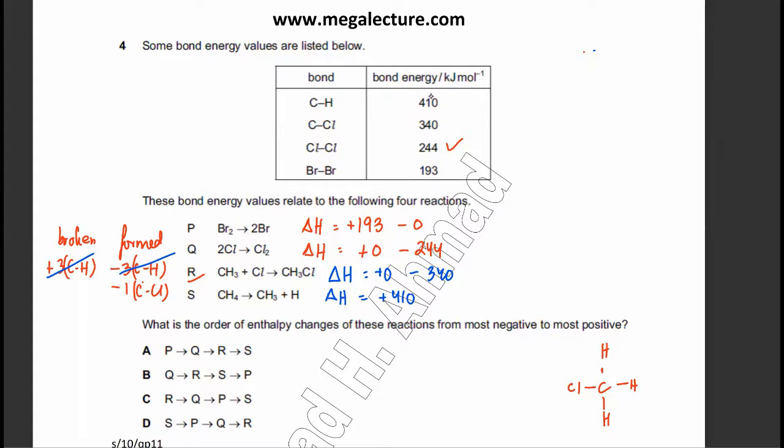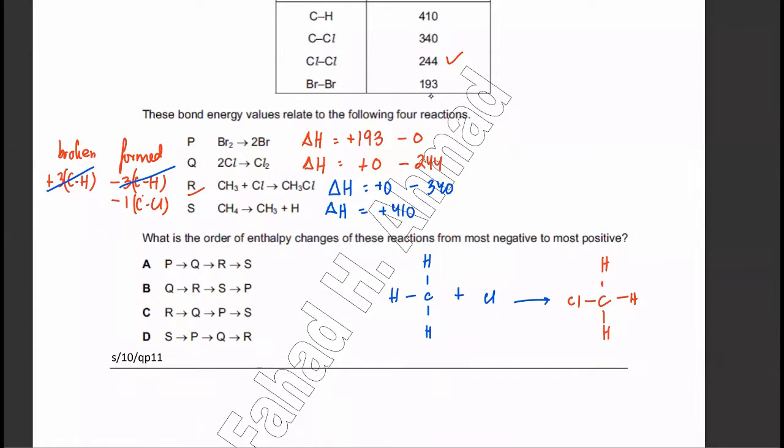Sir, can you explain R again? R is this thing. It's CH3 plus Cl, and it's forming this thing, right? I mean, this is what R is, CH3.